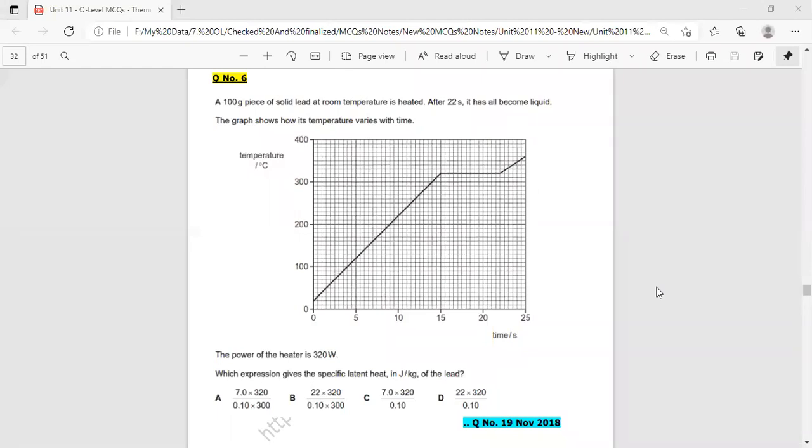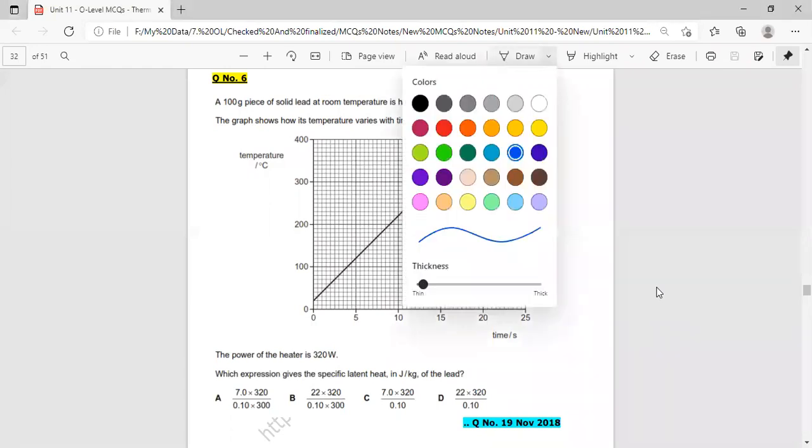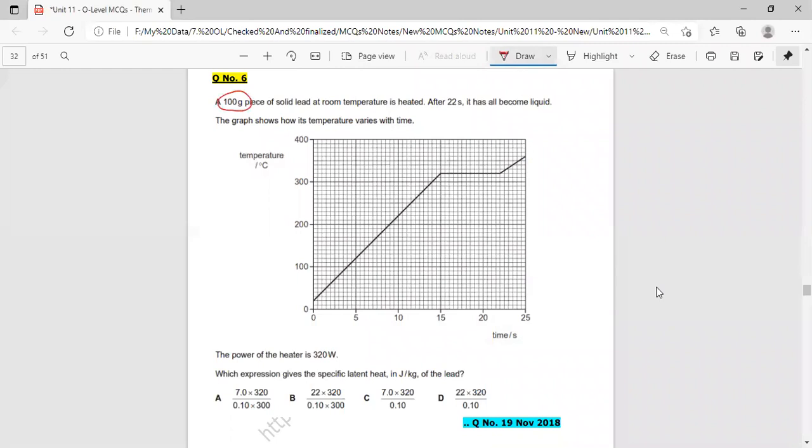Okay, now we will solve the next MCQ. A 100-gram piece of solid. So the mass is given, 100 grams. It is solid at room temperature and is being heated. After 22 seconds, it has all become liquid. The graph shows how its temperature varies with time. The power of the heater is 320 watt.